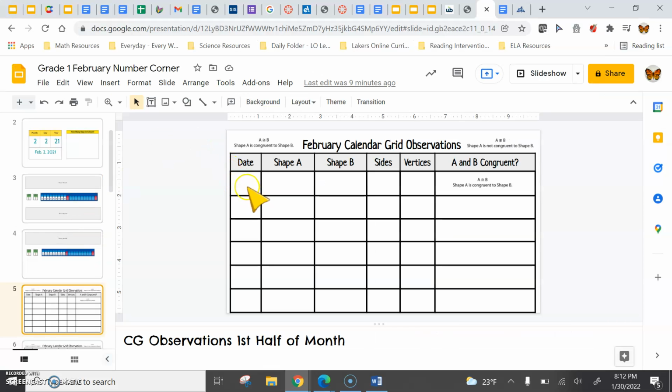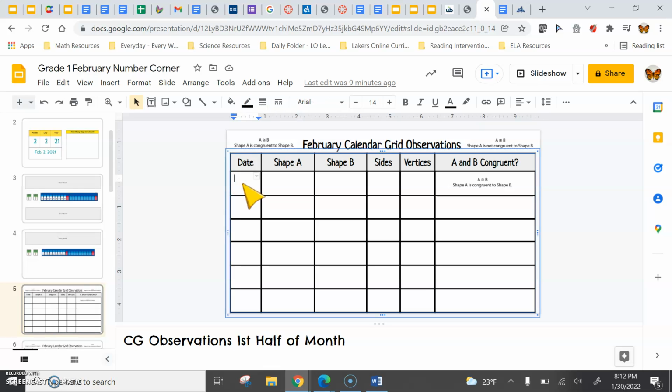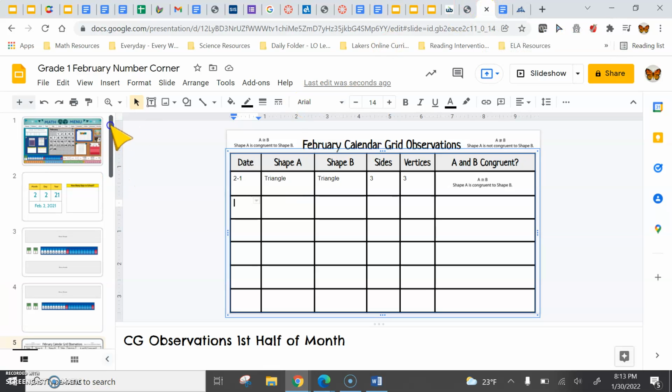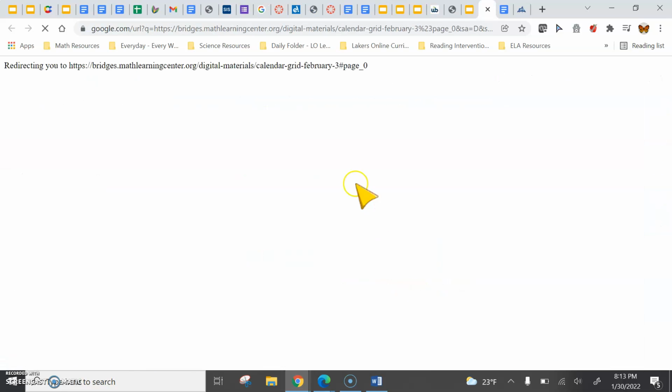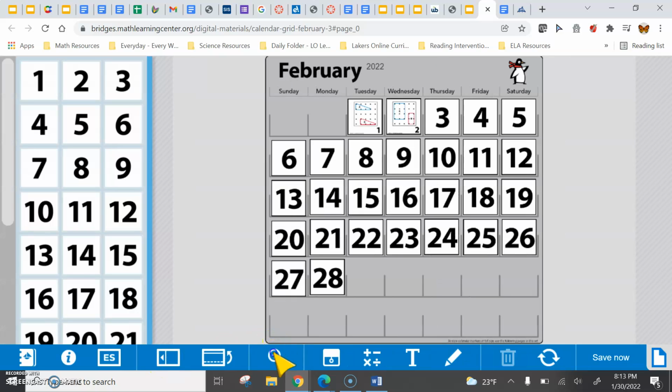If we look at our calendar grid, we had yesterday's shape where we had 2-1. It was yesterday's date. We had a triangle yesterday, and we had a triangle with both shapes. We had three sides. Oh, and we have to talk about our vertices. We'll talk about that when we go back to this one. Let's go back to our shape.